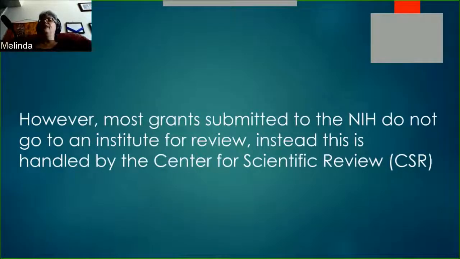not reviewed for scientific merit through an institute. They are instead handled by an organization called the Center for Scientific Review, also called CSR. There are some exceptions. For instance, K99/R00s, at least to the National Eye Institute, are reviewed by the National Eye Institute. However, all R grants and all F grants are reviewed by the Center for Scientific Review.